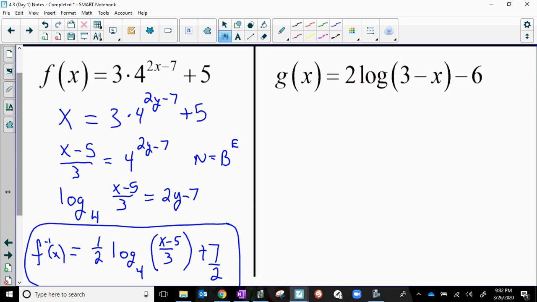All right, last example. Find the inverse function of g of x. So find g inverse of x. So I'm going to change y into x. Order of operations backwards. And I'm going to change x into y. We're going to do our order of operations backwards. I'm going to take this minus 6 and add it over. Then I'm going to take this times 2 and divide it over.